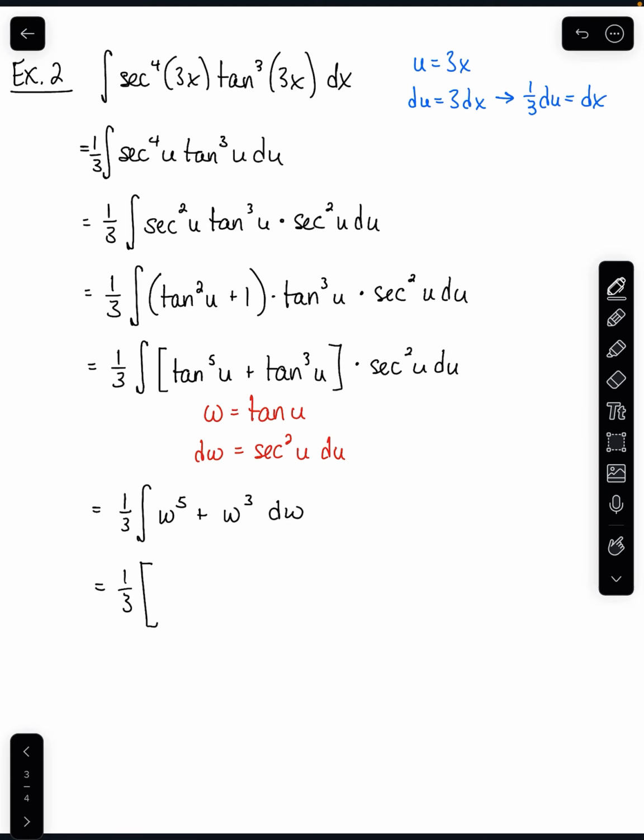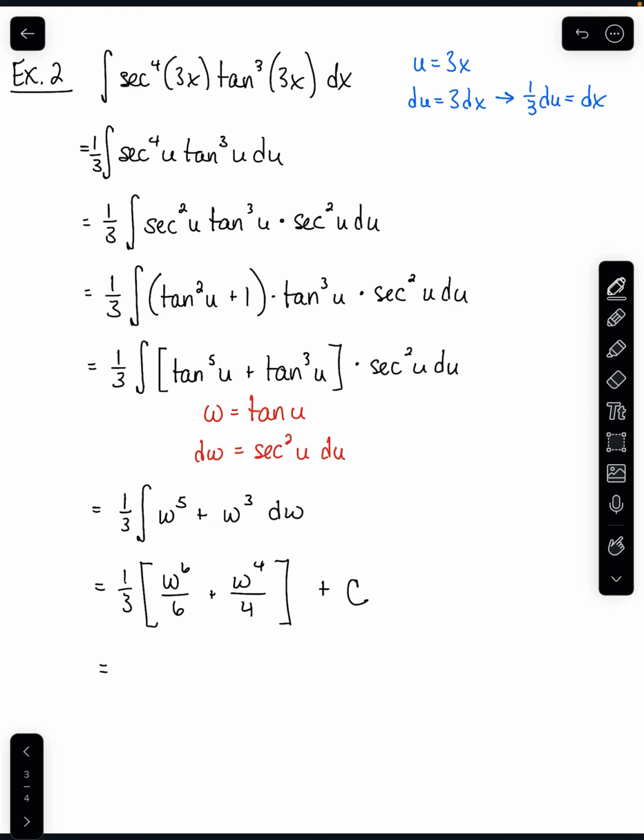Let's remember that that 1/3 is going to apply to the entire antiderivative. So this is going to be w to the sixth over 6 plus w to the fourth over 4 plus our c off to the side there. So we have 2 layers of substitution to back out through. The w has to come out and get reverted to tangent of u.